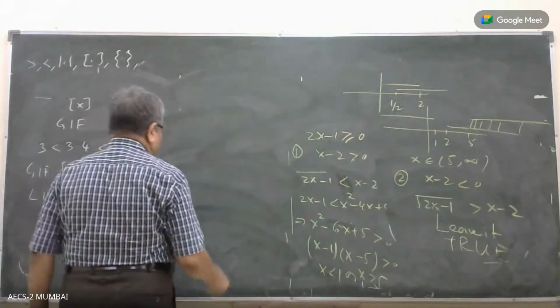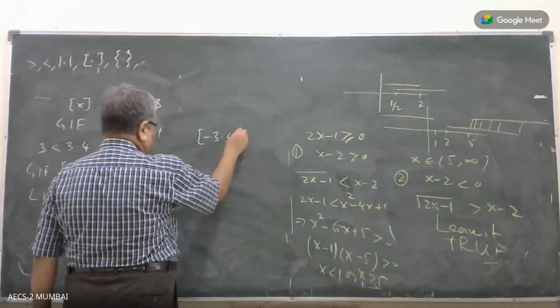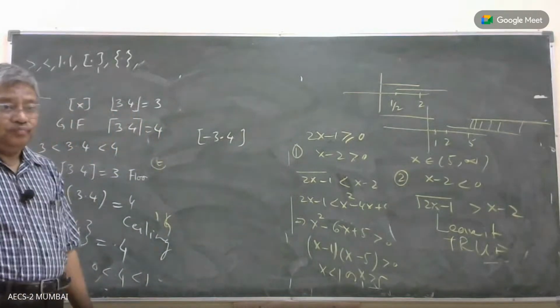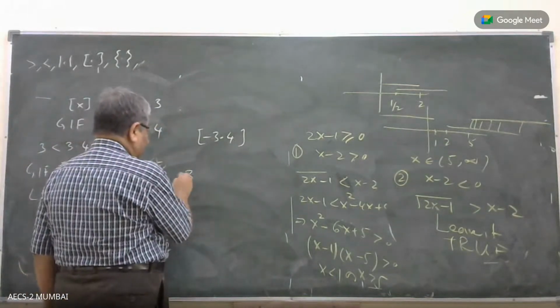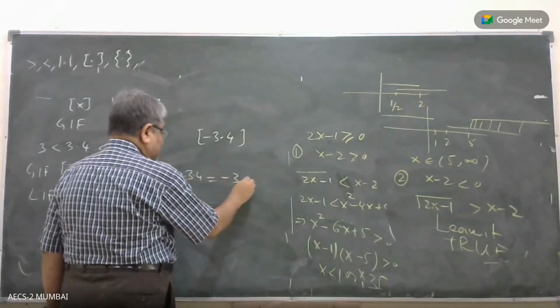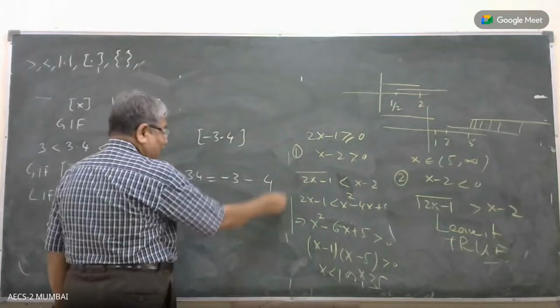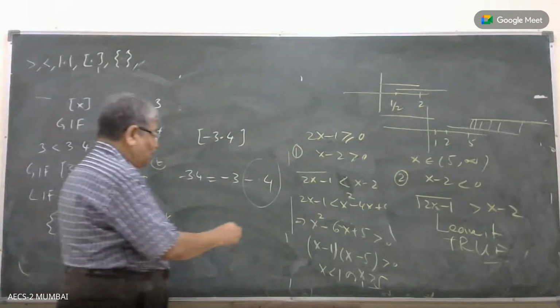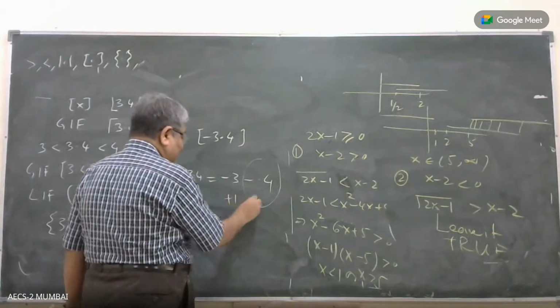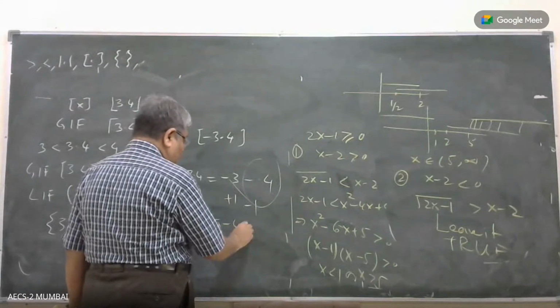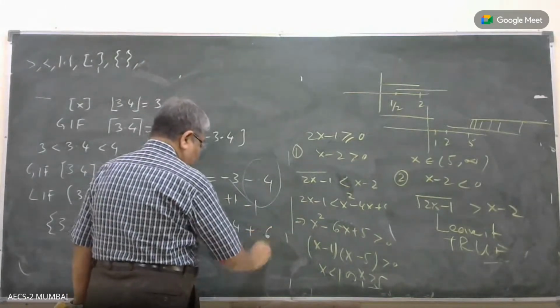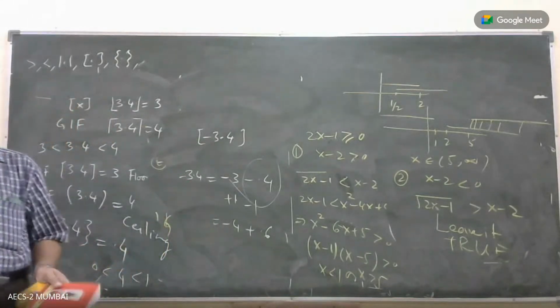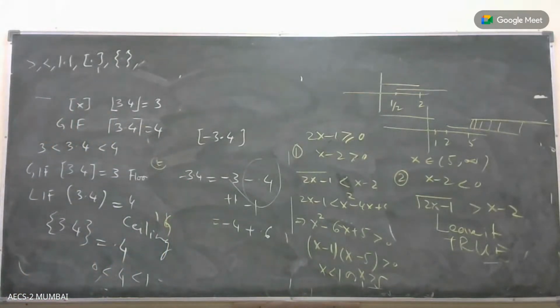So now tell me this. What is the integer part of minus 3.4? Minus 4, because minus 3.4 will be written as minus 3 minus 0.4. And I cannot pick this up as the fractional part, it is negative. So I'll have to make it positive. In order to make it positive, I'll have to add and subtract 1. This and this will be minus 4, and this will be 0.6. That means the correct representation of minus 3.4 is minus 4 plus 0.6.